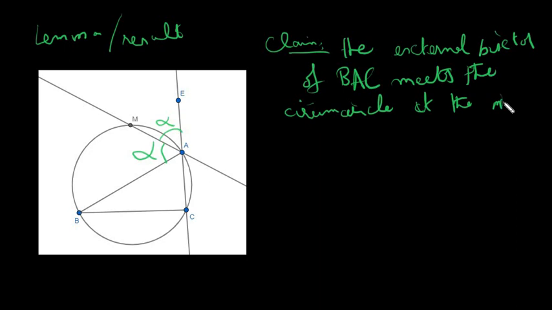Which arc? It's just going to be the arc that makes that angle in the first place, like the chord that makes that angle. So BC subtends this angle BAC, right? So the midpoint of the arc BC, which is on the same side as A, that's the point where this angle bisector is going to cut this circle. So that's what we're saying.